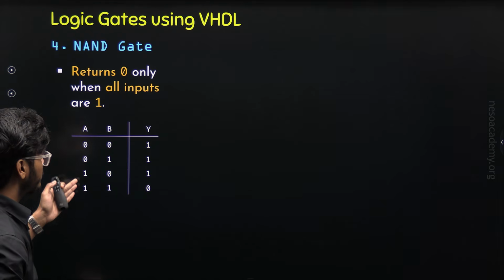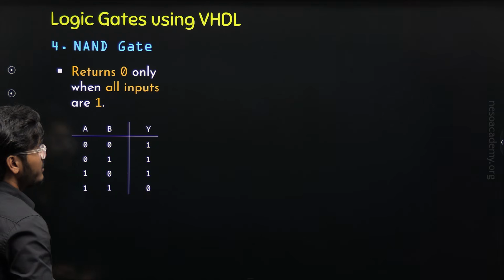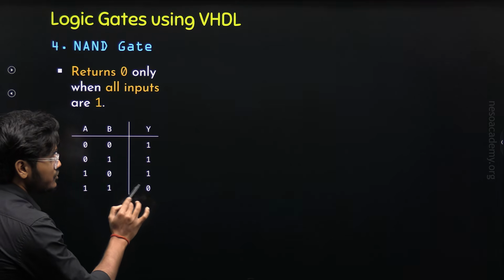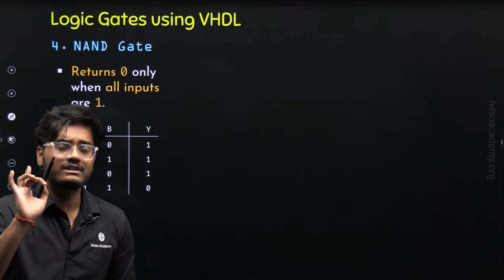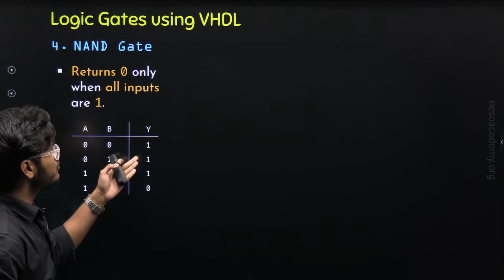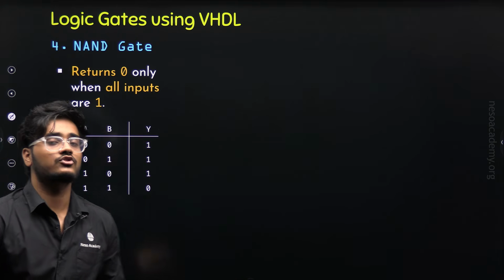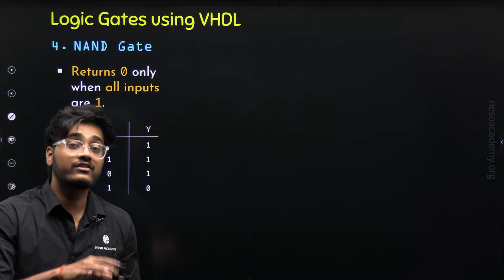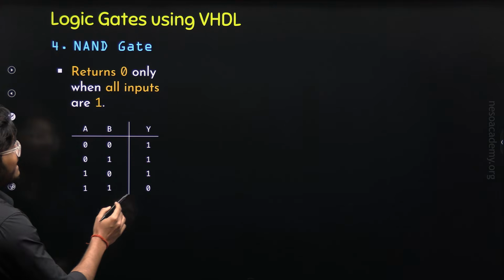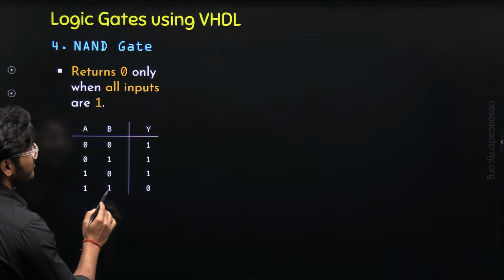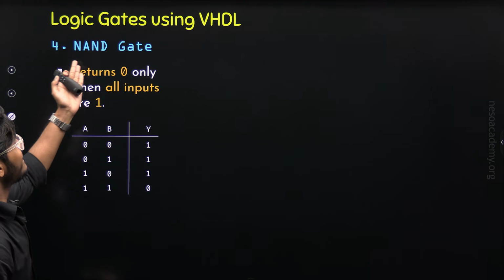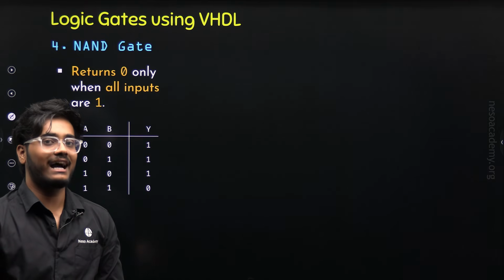Here we have 4 input combinations, and for these 4 input combinations, the outputs are 1, 1, 1, 0. In the case of the AND gate, the outputs were 0, 0, 0, 1. So, NAND gate is the inverse of the AND gate. In the truth table, we can see NAND gate returns 0 when all inputs are 1. So, I hope you understand why NAND gate is the inverse of the AND gate.